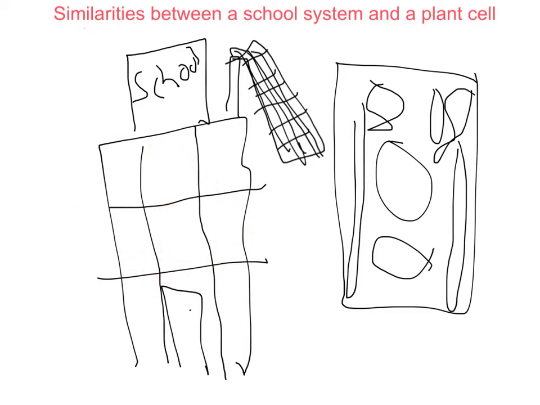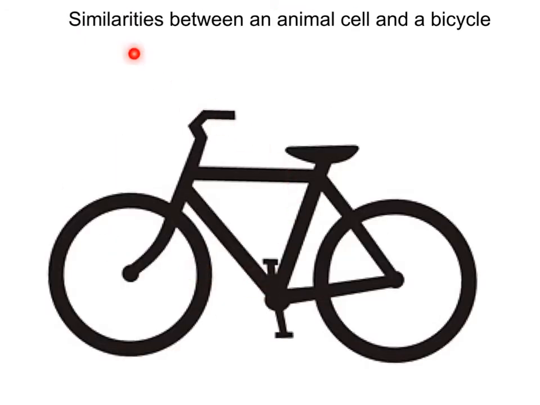So, in this slide, I'm going to tell you the similarities between an animal cell and a bicycle. I believe that the membrane is kind of like the chassis and the protective gear on the person, because otherwise, you wouldn't really be able to get onto a bicycle, and you really can't get anything off the bicycle. Without the chassis, you can't really do stuff with the wheels or anything.